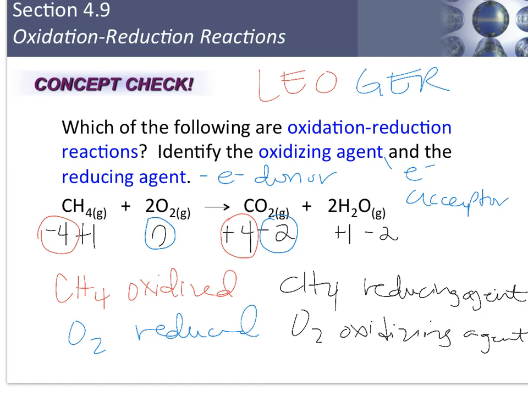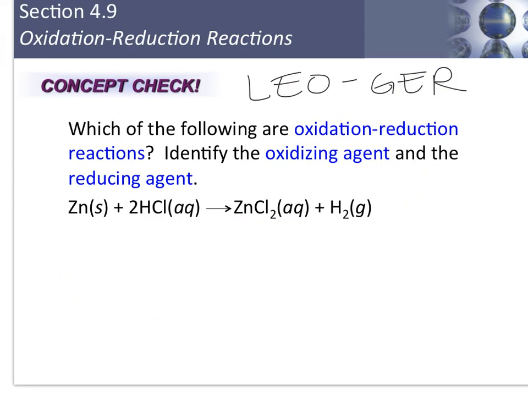Notice when I named the oxidizing agent and the reducing agent, I named the whole compound, not just the element within the compound. I'd like you to look at this equation here and pause the video. Try to figure out what is oxidized, what's reduced, what's the oxidizing agent, and the reducing agent.